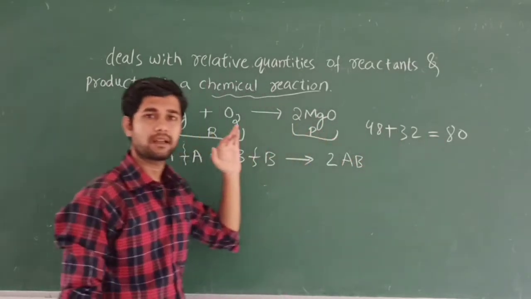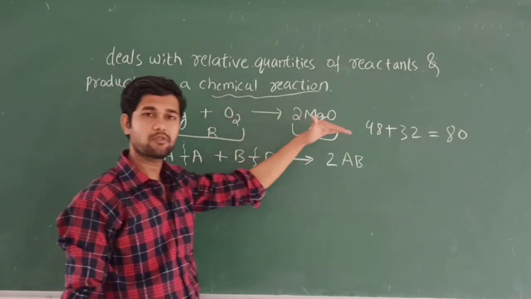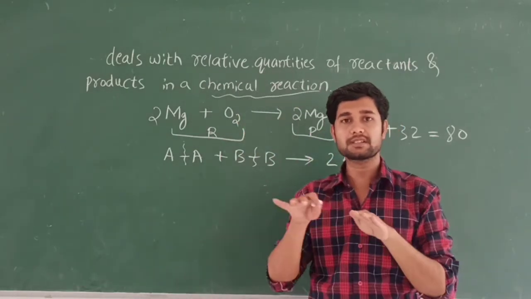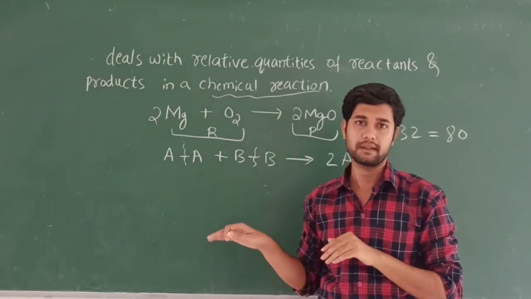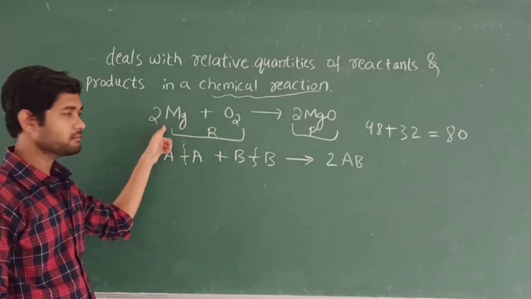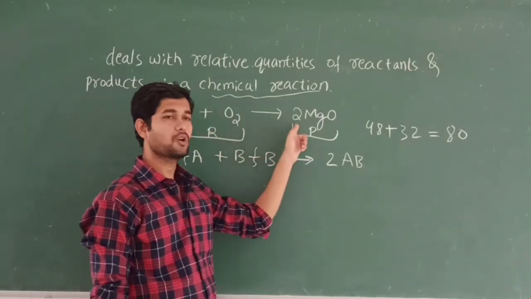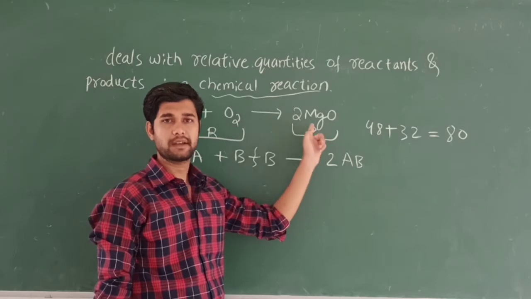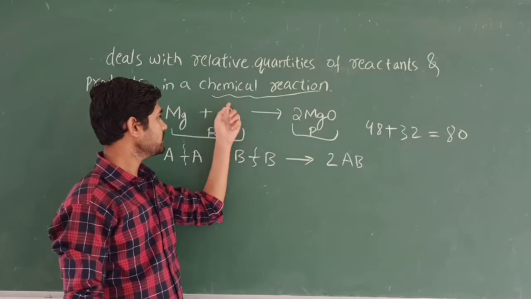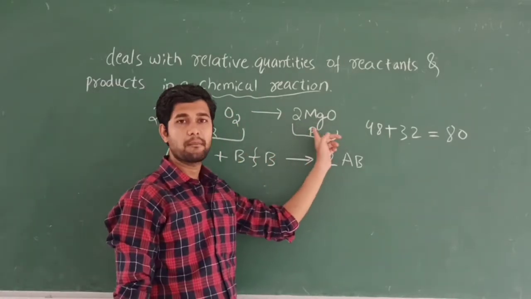So when you add the atomic masses of these atoms, you get 80. The law of conservation of mass tells that the mass of the reactants must be equal to the mass of the products. Every reaction takes place like this only. This equation implies that 2 moles of magnesium combine with 1 mole of oxygen molecule to give 2 moles of magnesium oxide.